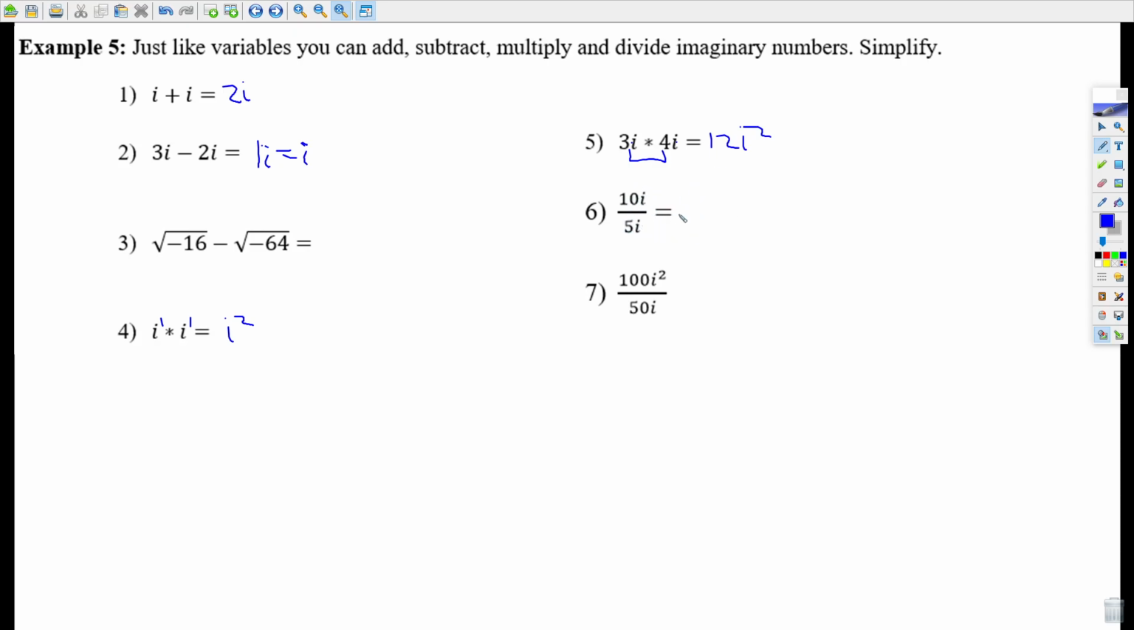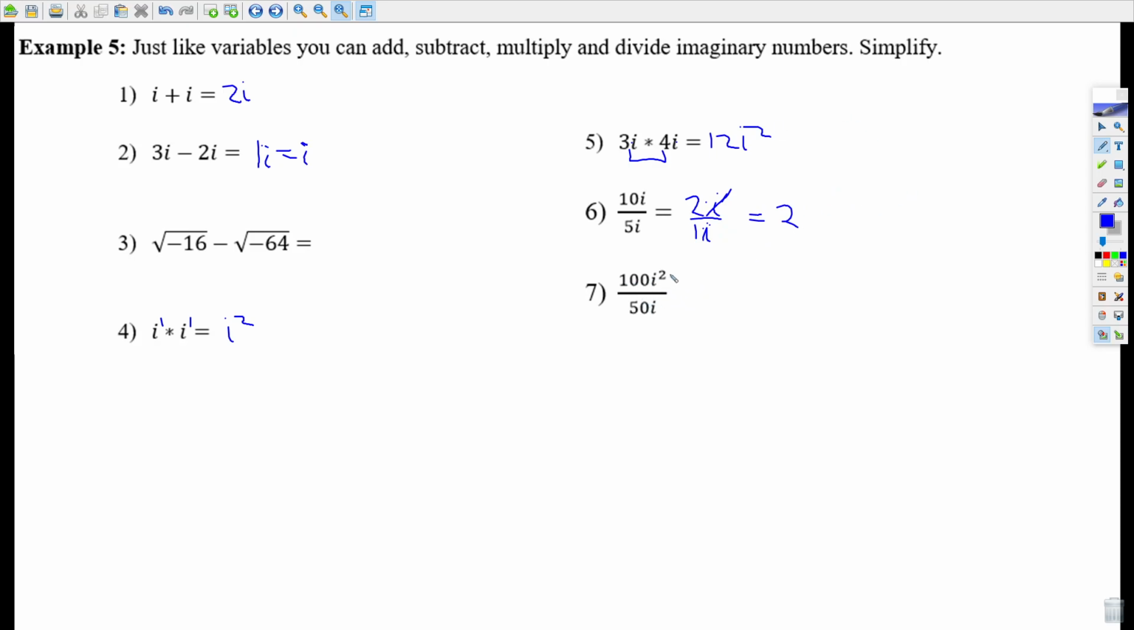Let's do some division. 10i over 5i. Well, let's just divide the two numbers first. 10 over 5, that's the same thing as saying 2 over 1, right? But then if you have an i on top and i on the bottom, and we have multiplication here, we can cross those out. So this answer would just be 2 over 1 or 2.